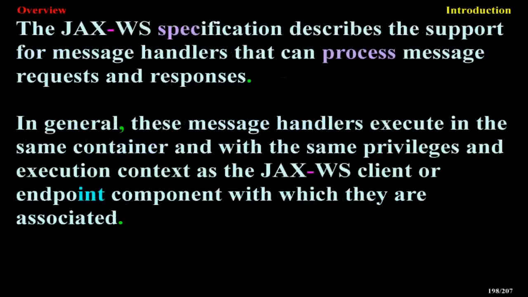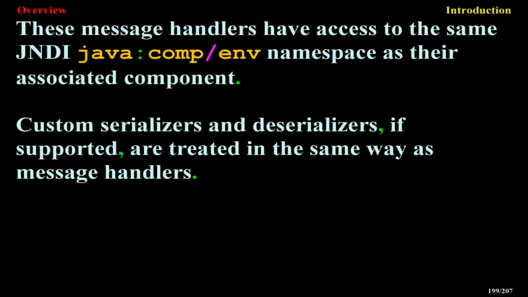The JAX-WS specification describes the support for message handlers that can process message requests and responses. In general, these message handlers execute on the same container and with the same privileges and execution context as the JAX-WS client or endpoint component with which they are associated. These message handlers have access to the same JNDI java:comp/env namespace as their associated component. Custom serializers and deserializers, if supported, are treated in the same way as message handlers.